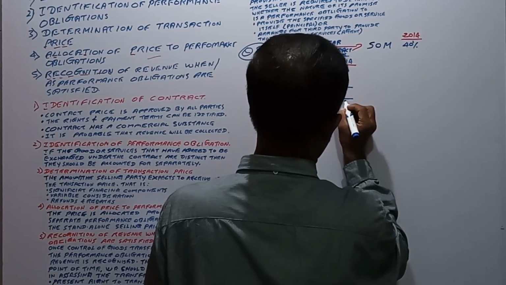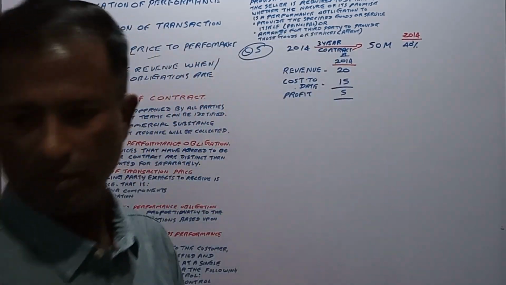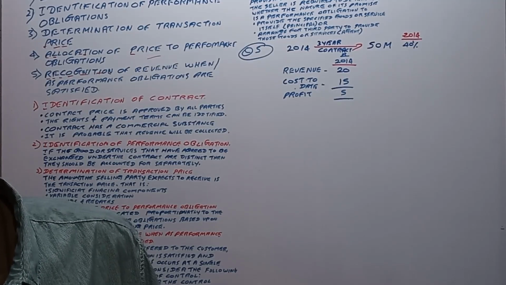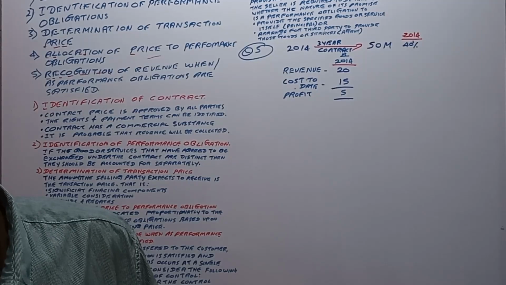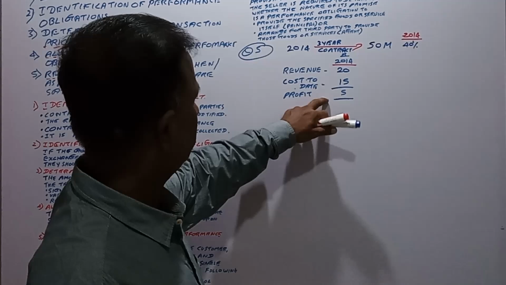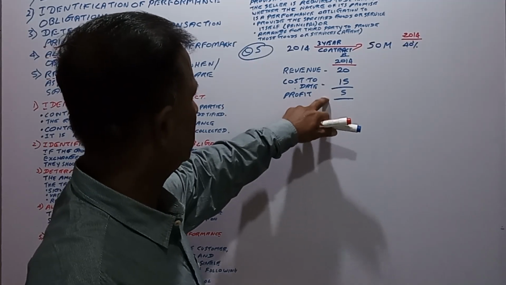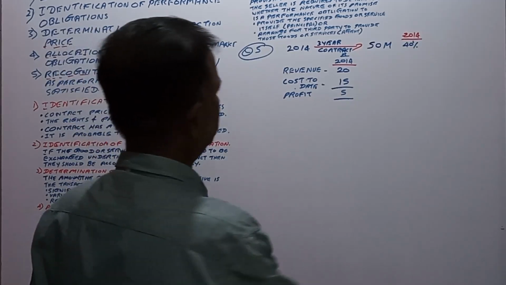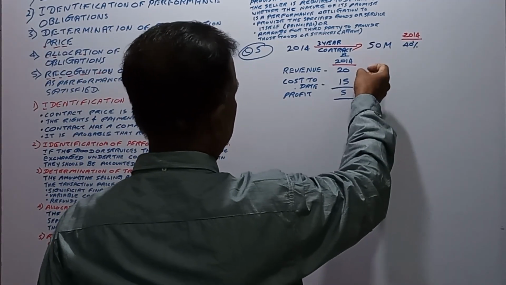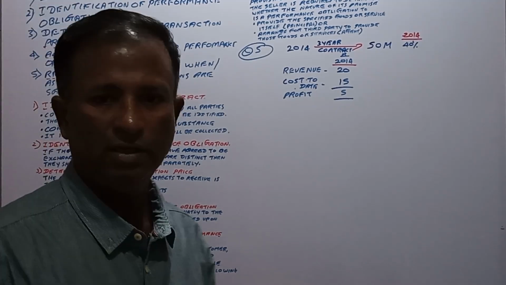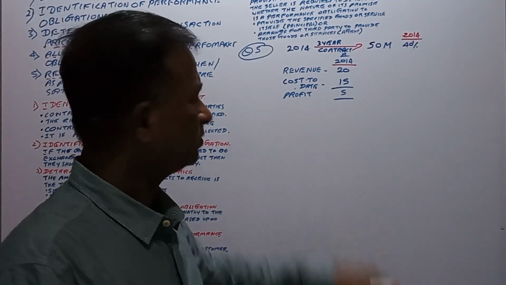Contract profit, right? So calculate the revenue and cost to be recognized in the statement of profit or loss for the year ended 31st December 2014. Cost is 15 and revenue is 20 to be shown in the profit and loss account. That is what you had to show.